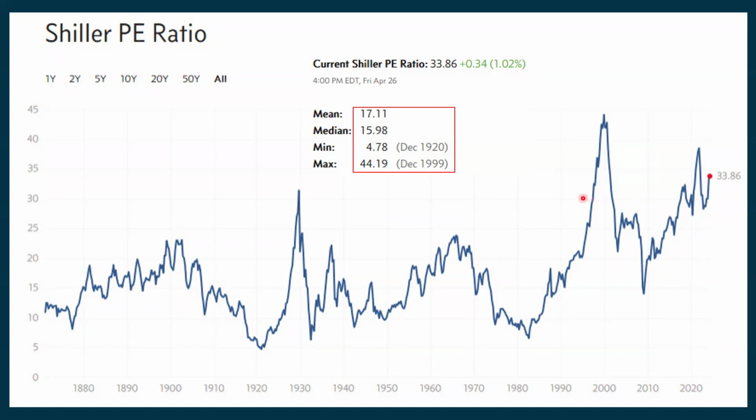Well, there's also some measurements that we can take. We have the median and the mean. Well, the median is we're a little bit under 16, and the mean is that we're a little bit over 17. So even if you take these both together, 16 to 17, we're still over double what Robert Shiller feels, according to this indicator, the valuation of the market should be. So we're twice as expensive on a historical basis.